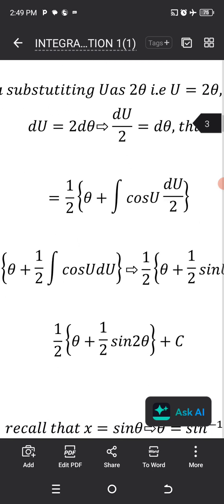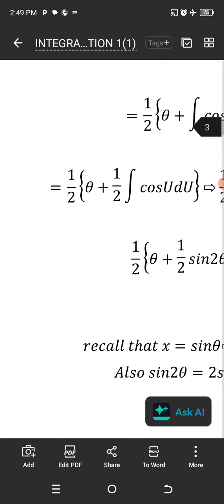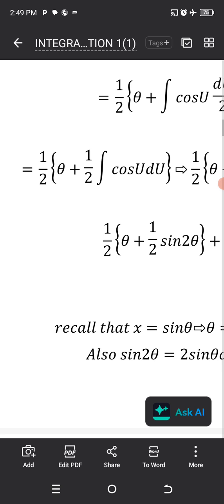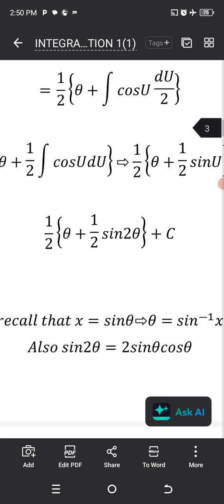So that's why you see that the next line is changing to 1 over 2 open brace theta plus integral of cos u du over 2 close brace. So the next line is 1 over 2 theta plus 1 over 2. Actually, you can integrate cos u du directly, because it's just an ordinary variable, not a function of a function this time around. So that was why you can see that it implies 1 over 2 open brace theta plus 1 over 2 sin u close brace plus c, because the integration of cos u is sin u.